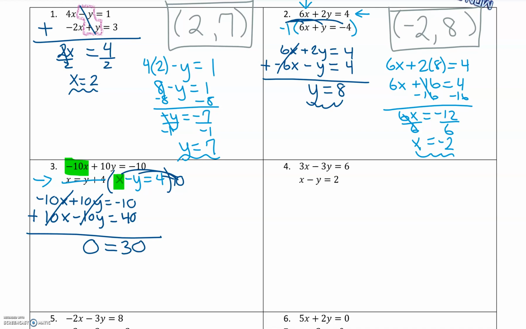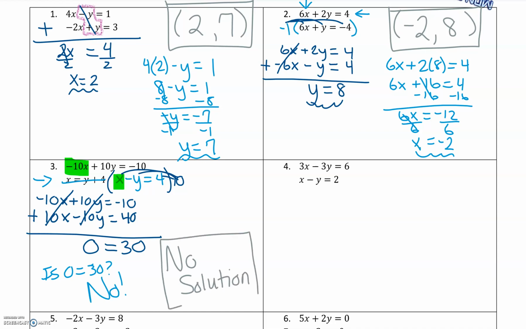My question is, is 0 equal to 30? No, it's not. It never is. So the solution for this would be no solution. There is no ordered pair that you can come up with where these two lines would intersect. That means that these lines are parallel.